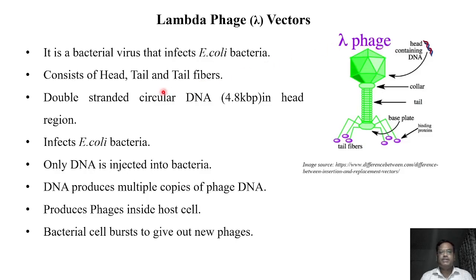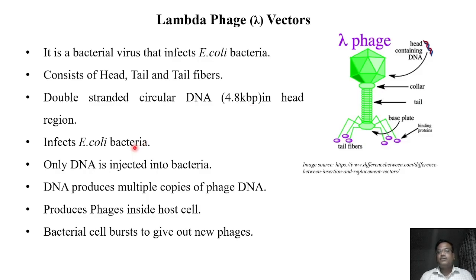So here structurally you can see the phage, the virus, is made up of head, tail and tail fibers. So this is the head part and this is the tail part and tail fibers. In this head, the genetic material of this particular phage is present. So the DNA is present in this head. The DNA which is found in the lambda phage is double-stranded and circular, which is about 4.8 kilobase pair size.